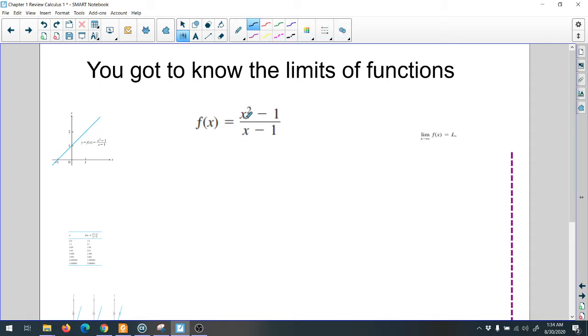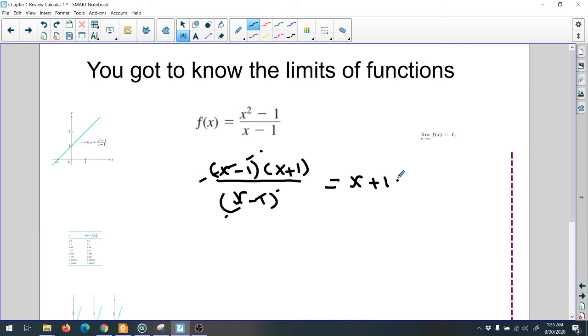First, if you factor x squared minus 1, it will be x minus 1 times x plus 1. When you divide it by x minus 1, then we cancel out x minus 1 with x minus 1. So x plus 1 is left. So if you graph the function, it will look like x plus 1. It's linear. But actually, it's supposed to have a gap.